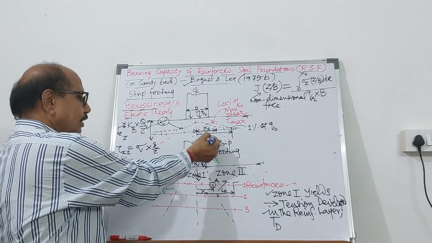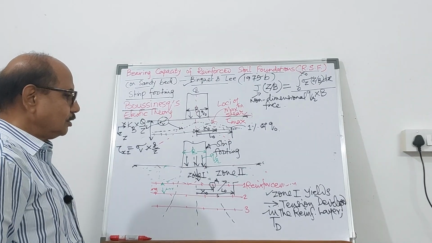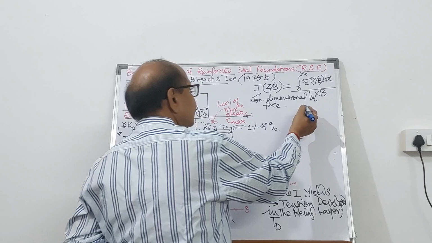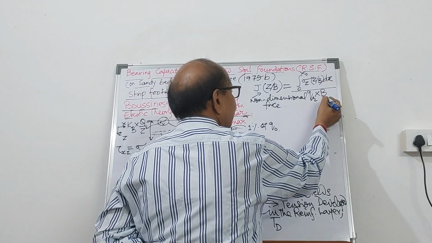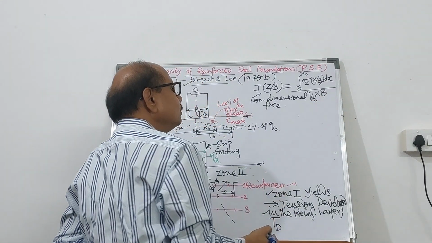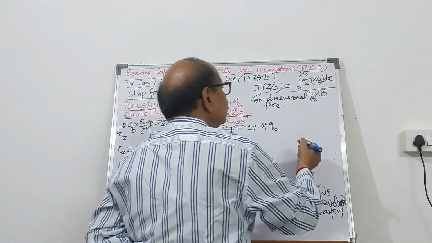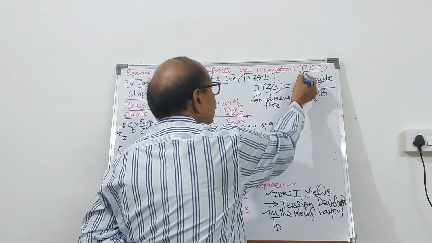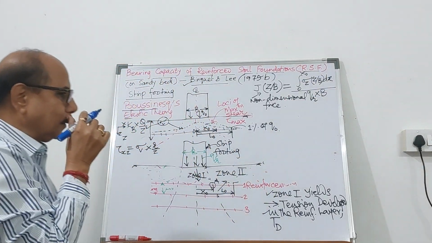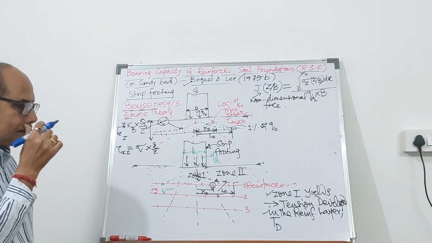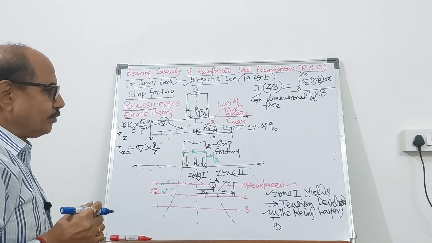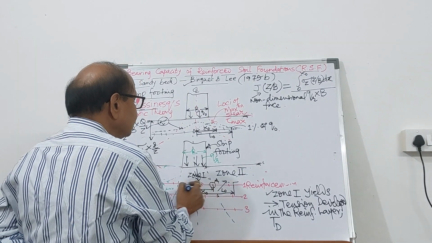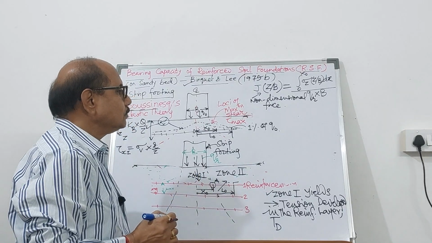So when you take the strip footing, you know QR, the intensity of loading, into B is known to you. Sigma Z is known to you. You can integrate. What range? 0 to x naught. You can integrate it. So you will be getting a quantity within zone 1.